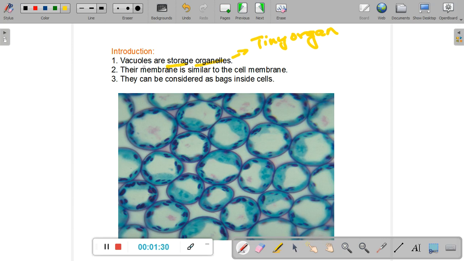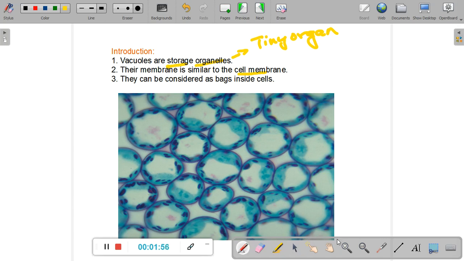Another important property of vacuole is that they have a membrane. They are surrounded by a membrane because they are bag-like structures, and this membrane is similar in structure to the cell membrane, the membrane that makes up the cell. And the last thing that you need to understand about vacuole at the moment as a part of the introduction is that they are bags. They are nothing more than bags. They serve as bags or sacks or boxes inside the cells.